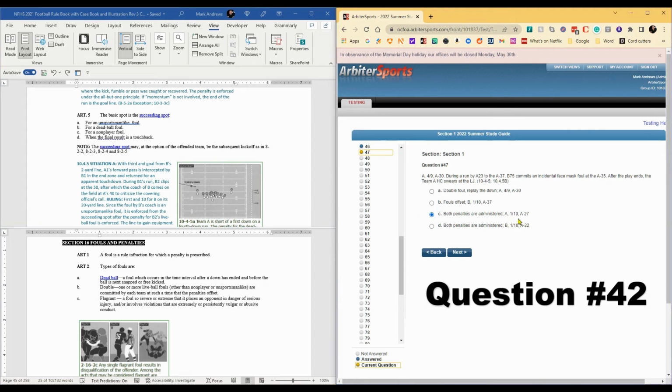Both penalties are administered. A 1st and 10 at the A27. And that would be true even if, as I said, the unsportsmanlike conduct foul had occurred during the play. We'd administer it the same way. Okay, both fouls would be administered. And it would still be first down. Okay, moving on.